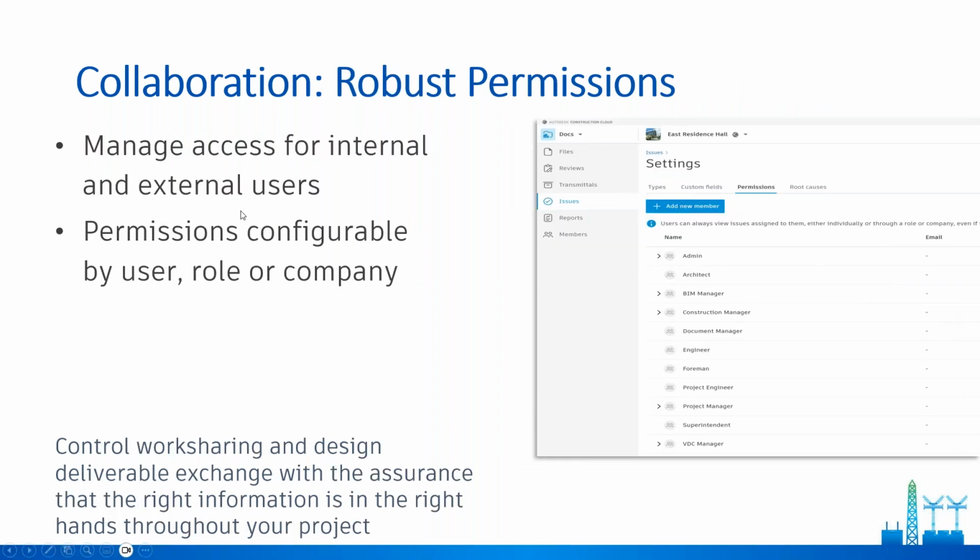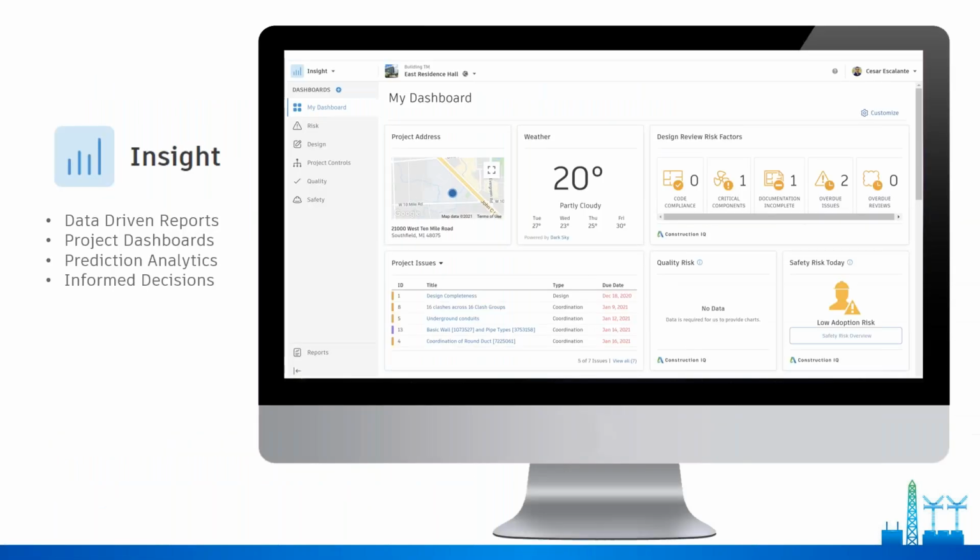Again, those permissions allow you to come in here and manage access for external users. You need to be able to collaborate not just within your company, but outside your company too, with external contributors. A nice thing is you can give them access and they can come in, whether that be the contractor or an external person doing part of the design. You can all have access to the same common data environment. And again, permissions are configurable by user, role, or company, as I mentioned earlier. So these are all key things as you go through here, being able to set that up within that common data environment.